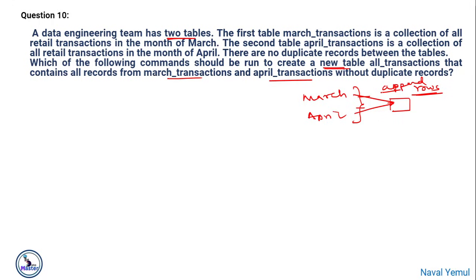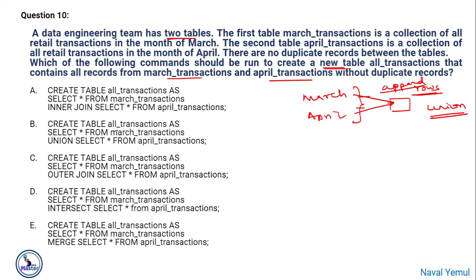So the one and only option here is union. By using union, you can add these two records into one. Join will not work, outer join will not work, intersect will not work, merge will not work. There is only one option called union, and the syntax is also very simple. Create table name, that's it. CTAS statement again, CTAS: create table name as select query. So select from the March table, union select from the April table.